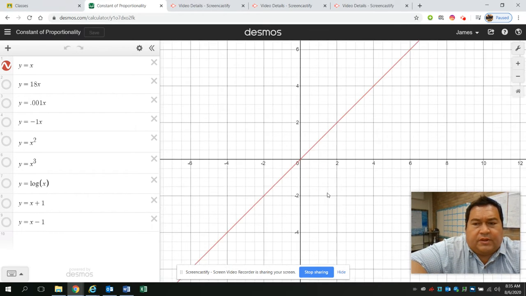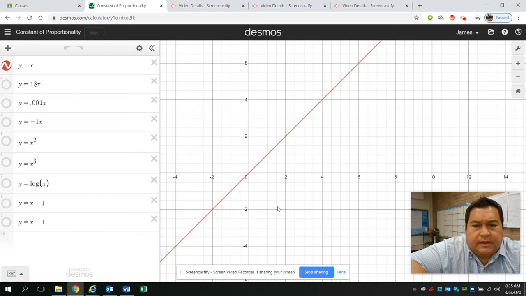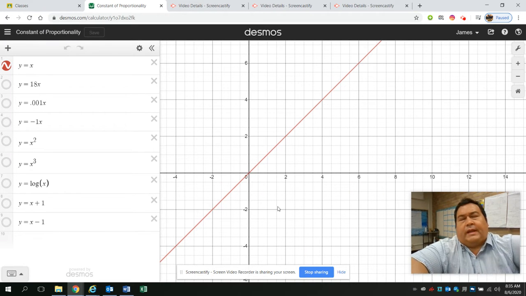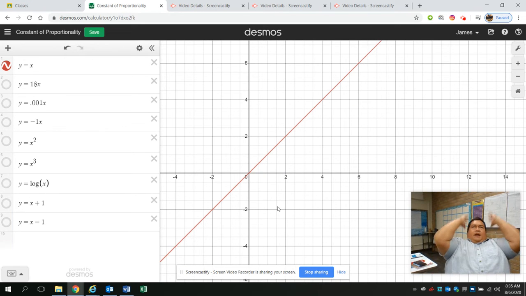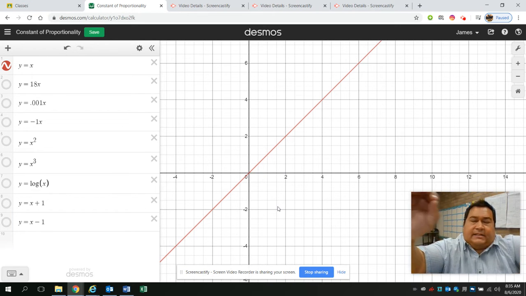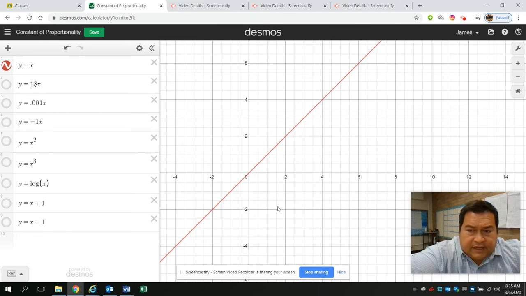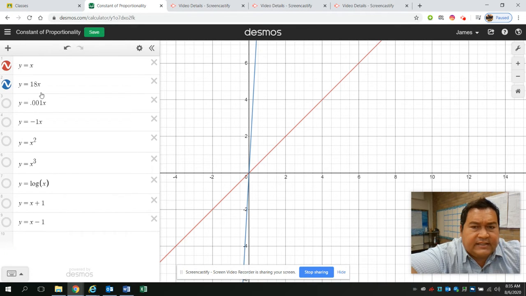We're starting again with this one-to-one relationship. Again, we're going to define a constant of proportionality as 1x and 1y. All the x's and the y's lie on a single line, okay? And it goes to the origin right here. Okay, so is y equals 18x a constant of proportionality?